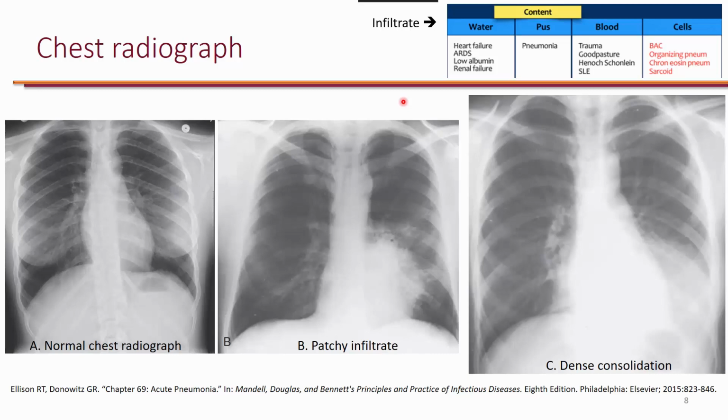Now, there are different ways of describing infiltrates. Two of the common ones that you will encounter are patchy infiltrates and dense consolidation. Patchy infiltrate is usually due to either the presence of fluids, viral infections, or atypical organisms. And dense consolidation, as you can see in film C, is usually more likely to be due to non-atypical organisms such as gram-positive and gram-negative organisms.